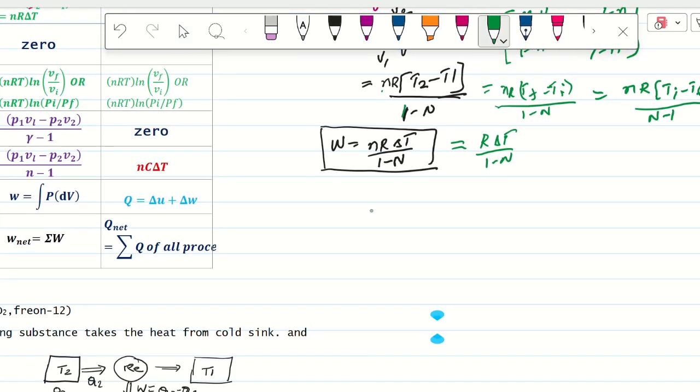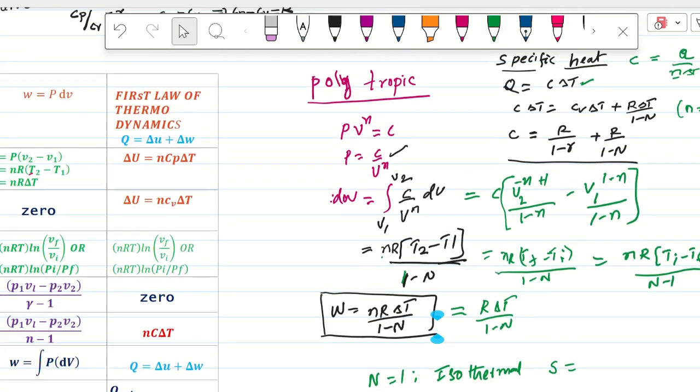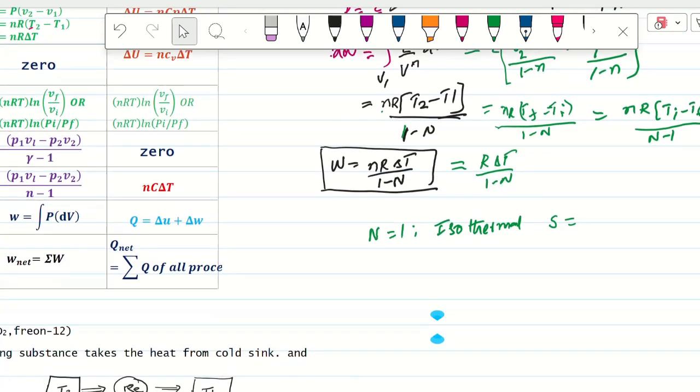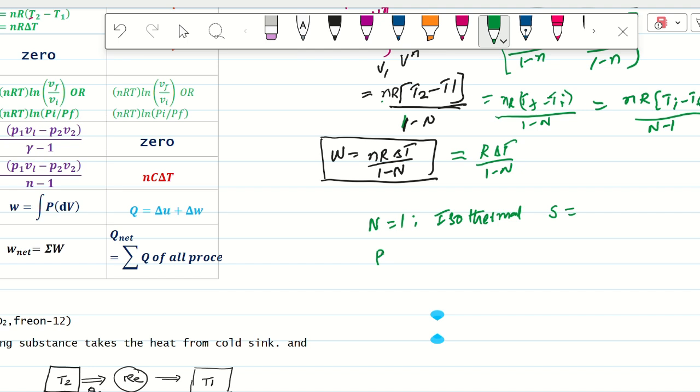Now, already I informed that n equal to 1 is isothermal. So then the specific heat is R by 1 minus gamma only, Cv only remaining in isothermal. In isobaric, n value is 0, which means P is equal to constant. For the polytropic process, we go with P V power n is equal to constant. So P power 1 by n, V is equal to C power 1 by n.